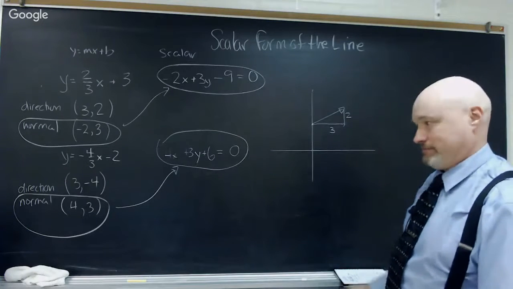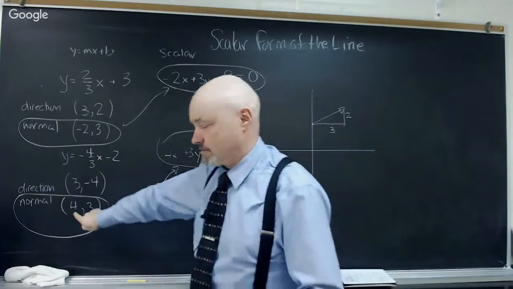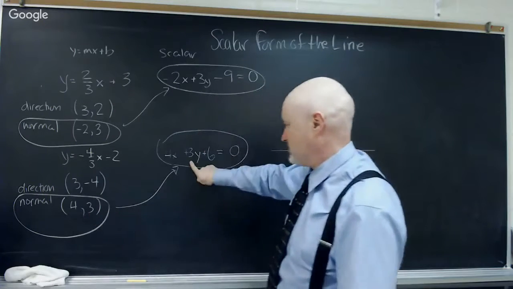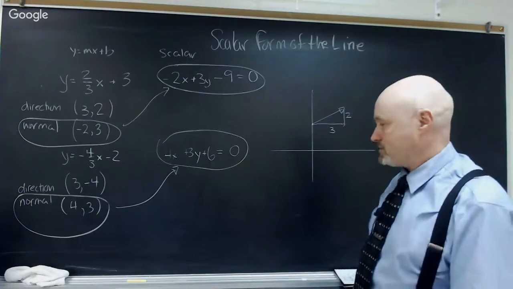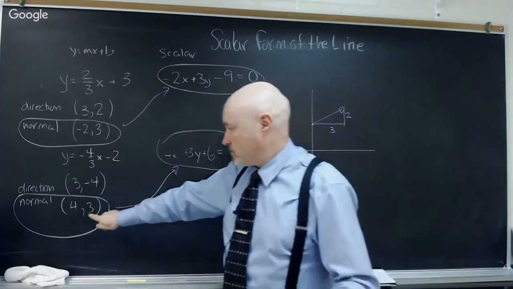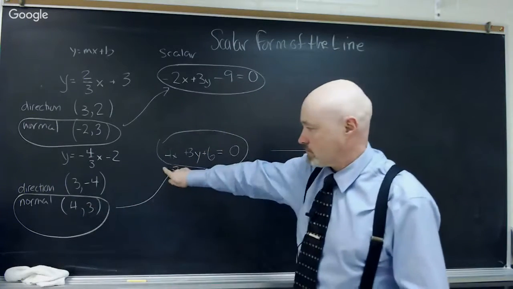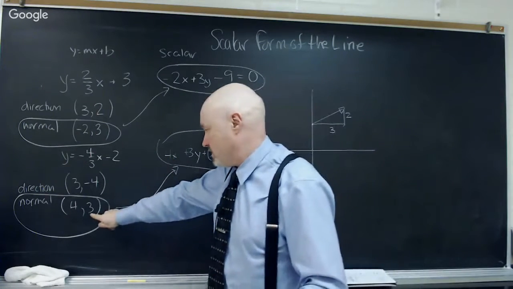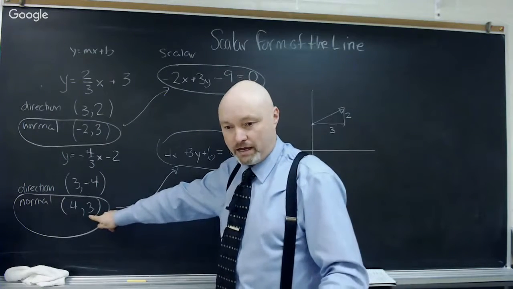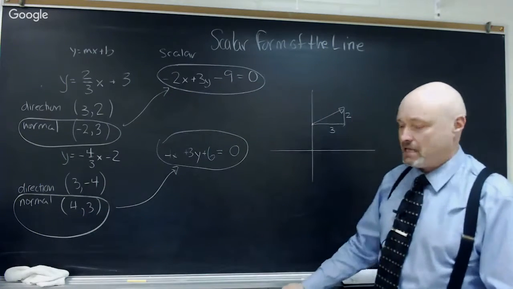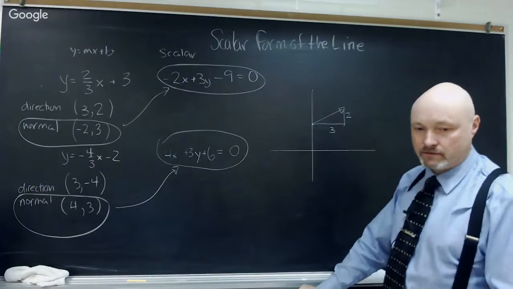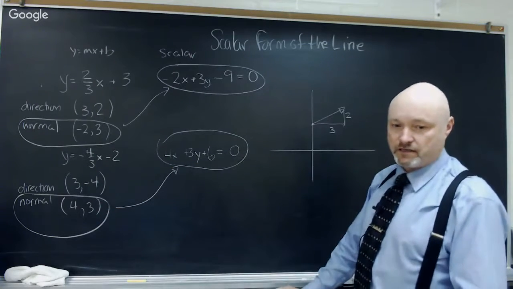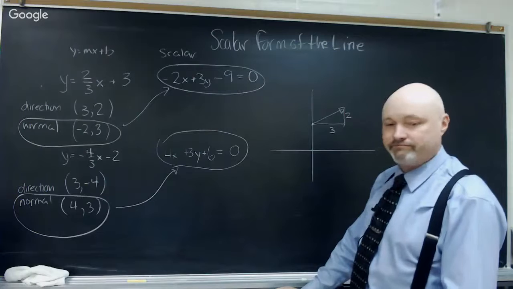All right. So notice the 4 here shows up in front of the x there, and the 3 there shows up in front of the y. And so as it turns out, whenever you have a normal vector, the x component of the normal vector shows up as the a in this equation, and the y component of the normal vector shows up as the b. And then there's a final part that you need to figure out. But the normal vector is going to show up as the coefficients in that scalar equation. Okay.